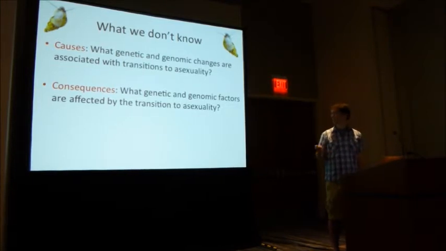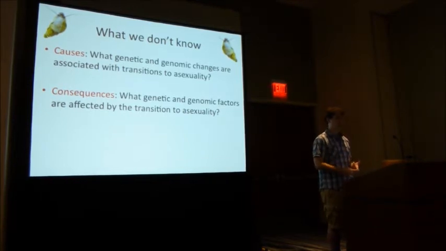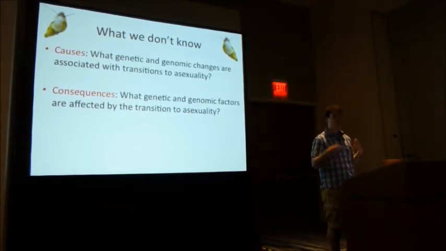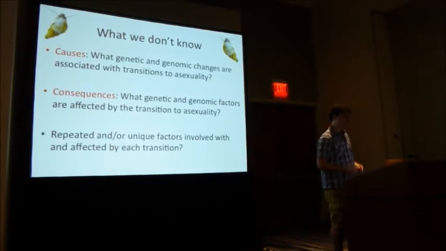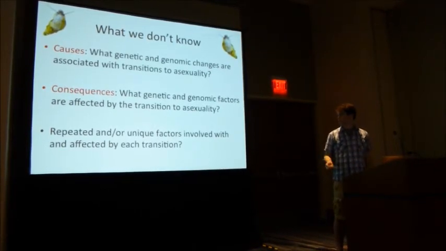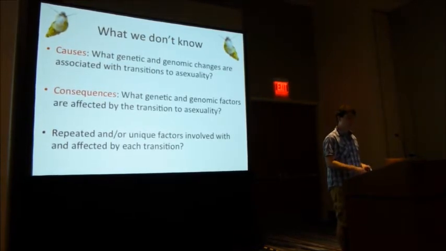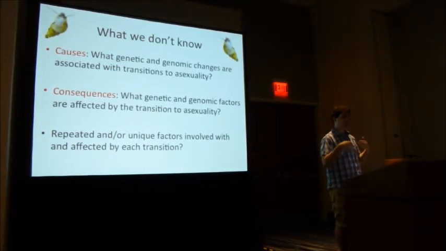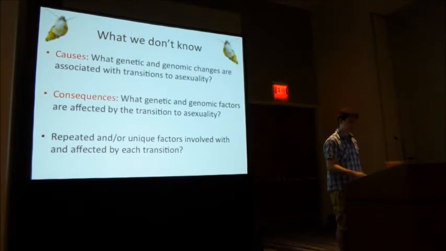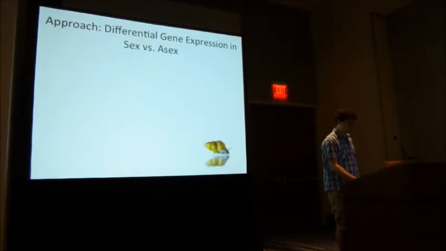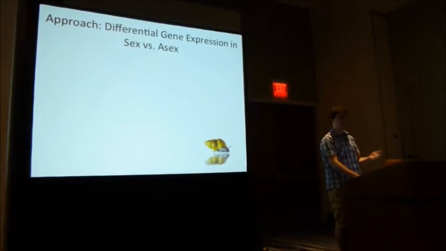Furthermore, the genetic and genomic consequences of transition to asexuality are still unclear. We aren't really sure what genes are most affected by asexuality. We don't know quite the global genomic consequences either. Another area that we're interested in studying is whether these are repeated or unique factors involved with each transition, or if it's unique every time. And then whether the evolutionary trajectories that these asexual lineages follow are kind of predictable or if they're unique every time.